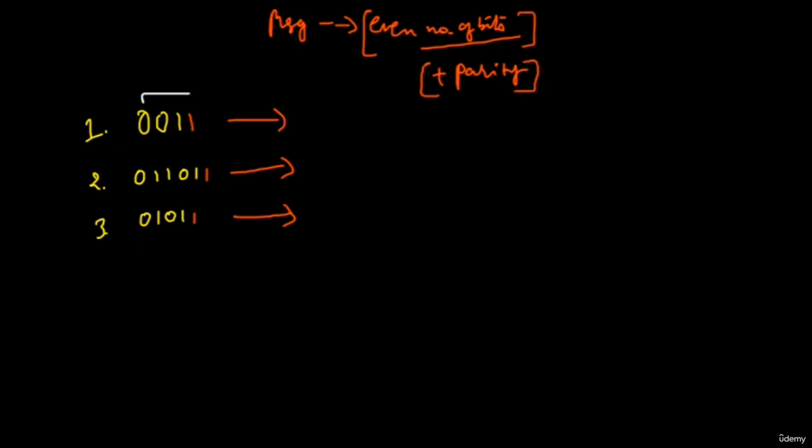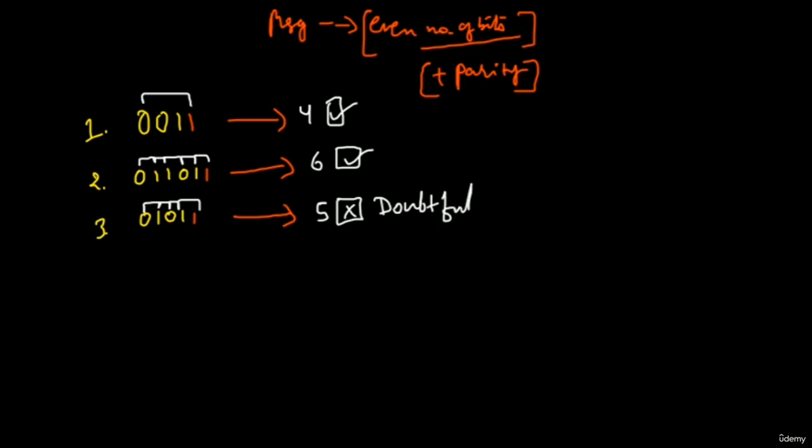Well, here it's 4 bits, so the message is correct. Now in this case we have 1, 2, 3, 4, 5, 6. So 6 is even, so it is correct. Then 1, 2, 3, 4, 5. Now in this we have 5 bits. Well, it's the doubtful case. So what do we do with our doubtful case? Because I already told you that including parity there is always an even number of bits. So in this third portion we realize that there is something wrong.